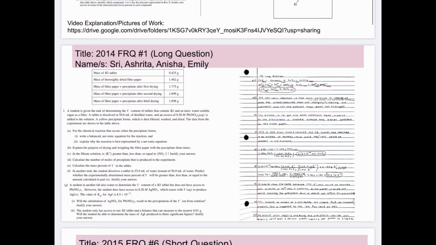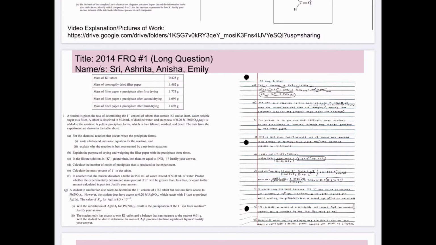To find the mass percent of iodine in the tablet, we took the number of moles of lead iodide, which we got in the last question, and we did a mole ratio, and we got the moles using the ionic equation that we did in 1A. And then we just used the molar mass, and we got the number of grams of iodine in a tablet, which is 0.130 grams. And then to find the mass percent, we used a formula, which is mass over total mass times 100, and we got that it was 30.6% iodine.